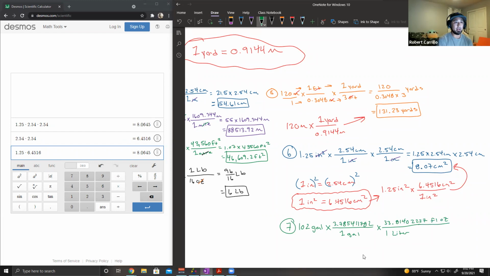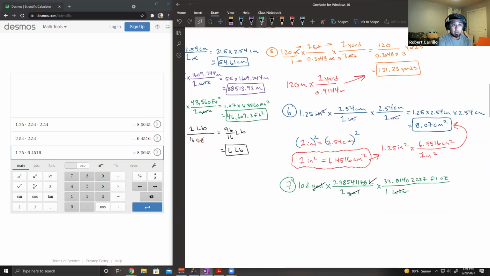Oh man, look at that. Now for our units, gallons are gone, liters are gone, and we are left with fluid ounces. So just multiply all the numerators. So you have 102 times all of that, 3.78541178 times 33.814022227 fluid ounces.